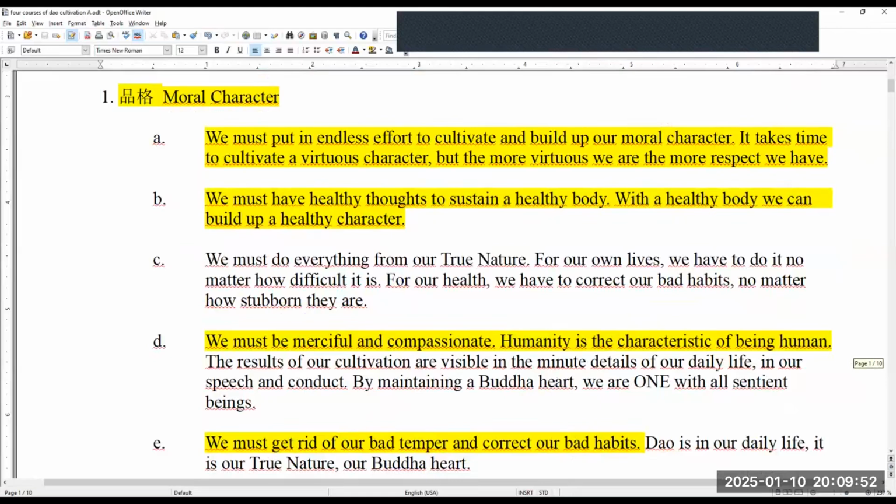Okay, so anyway, the first thing I'll talk about of the 4 courses is the moral character. Because there is so much that Lecturer Tai mentioned, I just want to look at the highlighted versions. So number one, we have to put in endless effort to cultivate and build up our moral character. It takes time to cultivate a very virtuous character, but the more virtues that we have, the more respect that we have.